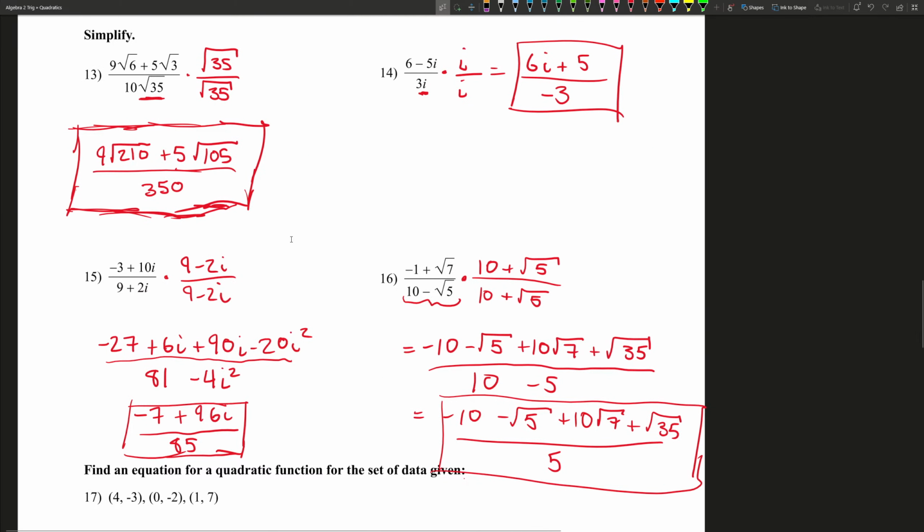I want to let people look at these four for a second, just make sure there are no questions, and then I'll move on to the last two.